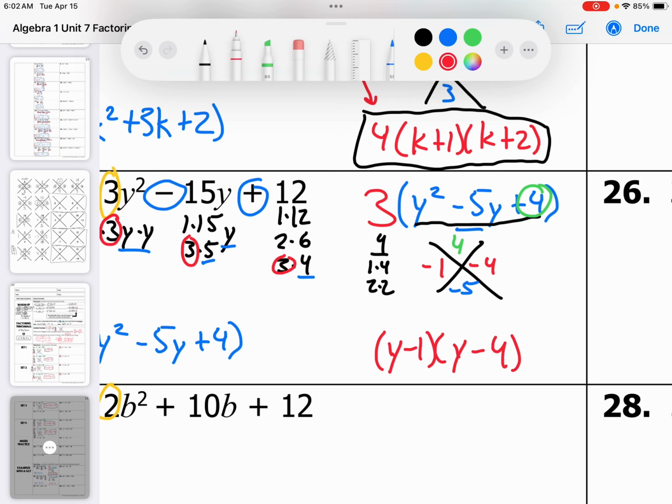And again, normally we'd be done, but we've got to remember to bring down this 3 that we took out at the beginning. So that 3, that's the greatest common factor, needs to be in our answer as well.